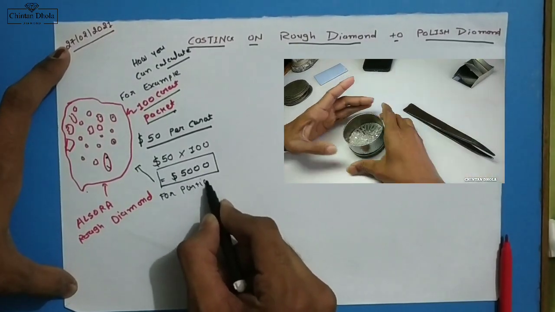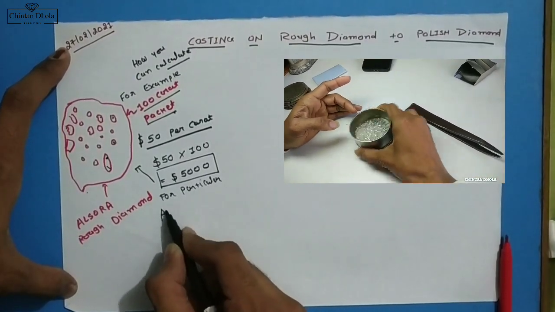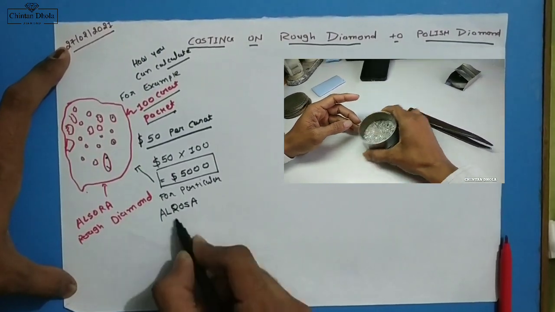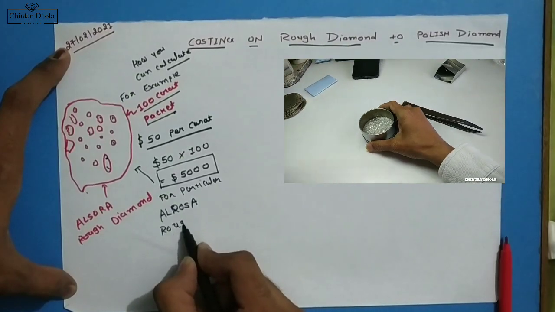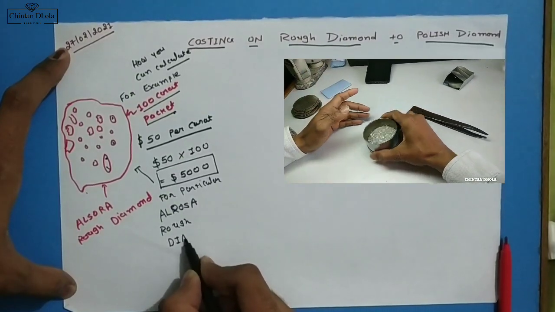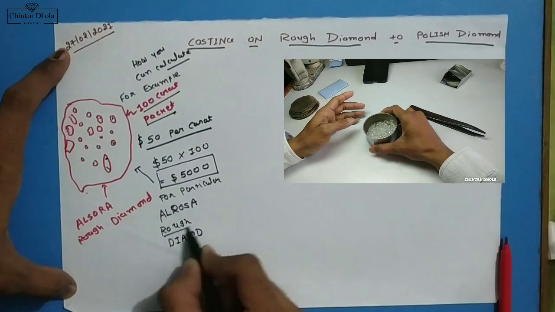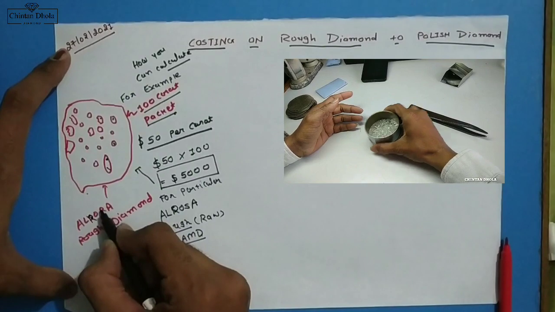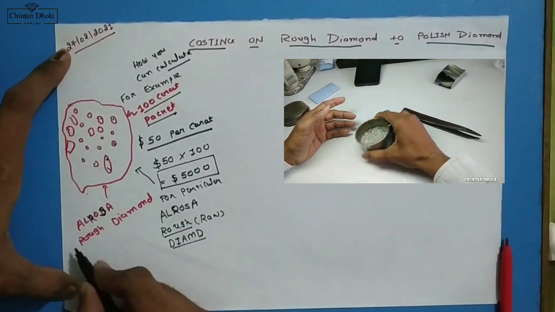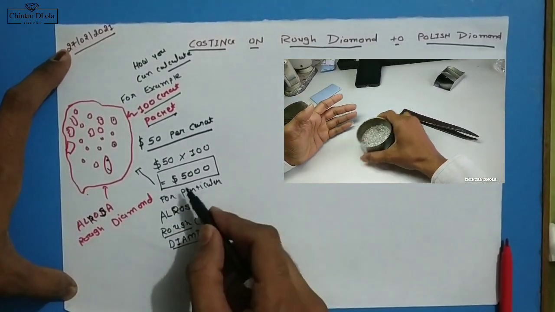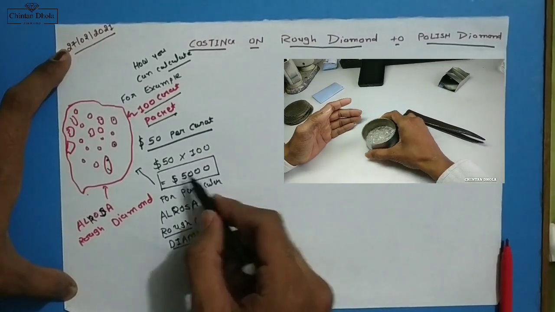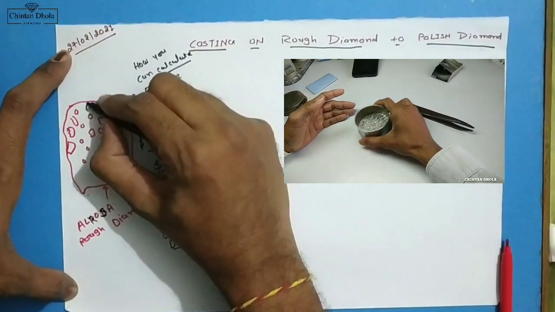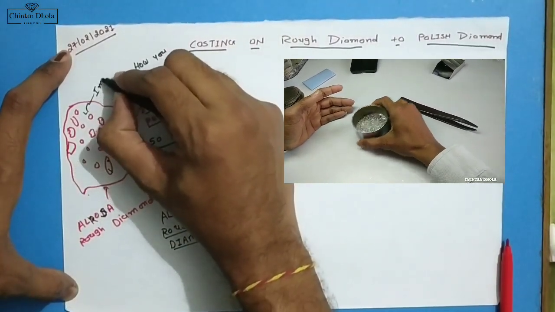this particular Alrosa rough diamond. This is rough diamond, raw diamond, and here it is Alrosa, not Alzora. Okay, Alrosa rough diamond, we have to pay $5,000 for this packet. In this packet, different types of impurities are available in each and every diamond.